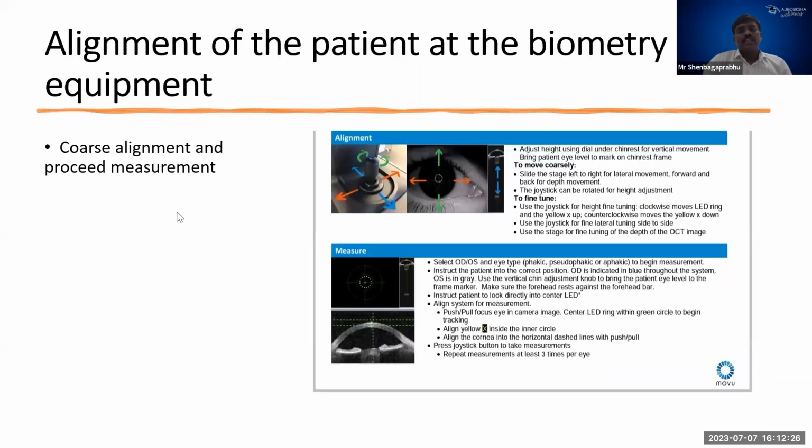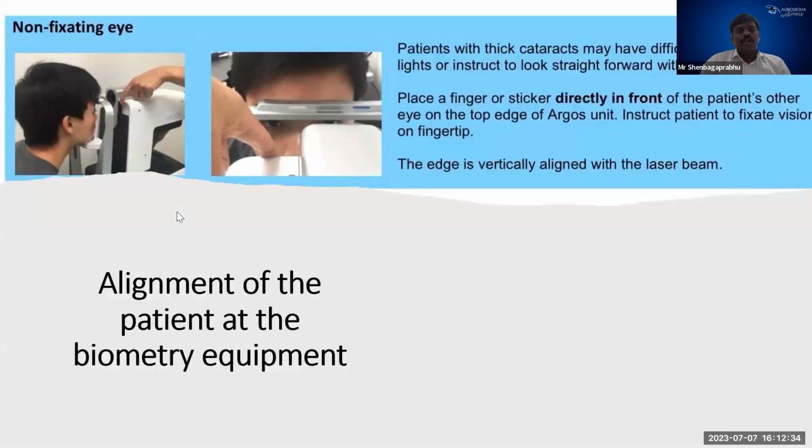Coarse alignment is nothing but how we use a joystick, with the help of the 2D OCT diagram, to get the reading. Sometimes some patients may not fixate properly due to thick cataracts. They cannot have vision in the eye which we are going to measure. So we can use the other eye by placing a finger or sticker directly in front of the other eye, where the vision is very good. Then we can take the measurement.